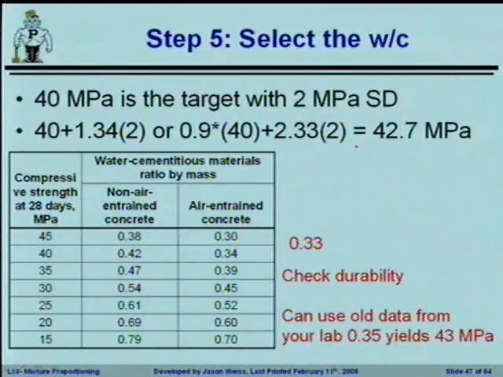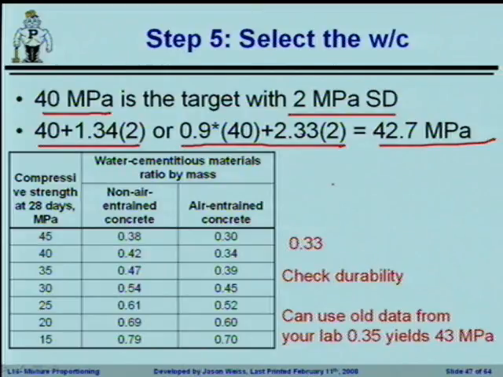Again, here, let's assume that you've got a little bit of previous knowledge. You could enter those other tables, given that you're targeting 40 MPa. You get 2 MPa standard deviation. You're going to take the lower of the two values, 40 plus 1.34 times the standard deviation, or 0.9 times 40 plus 2.33 times 2. Take the higher of those two values, which is 42.7 MPa, and then you could go out and check your water to cement ratio.